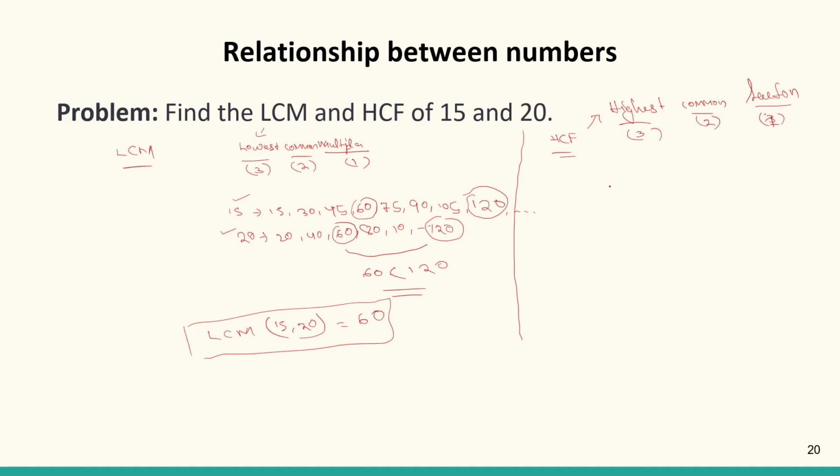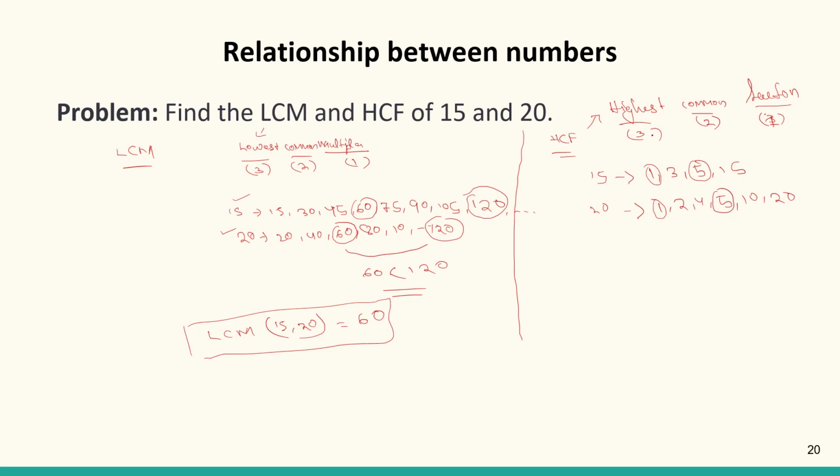Okay, first we get the sequence of factors of 15 and of 20. For 15 it is 1, 3, 5 and 15 itself, and for 20 it is 1, 2, 4, 5, 10 and 20. What you can see common here is 1, and what else? You can see 5, and nothing else is in common.